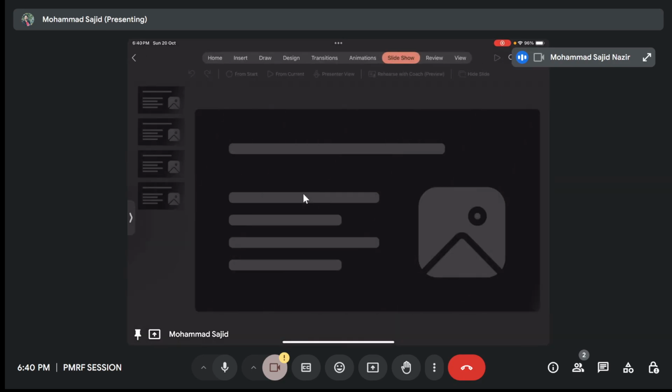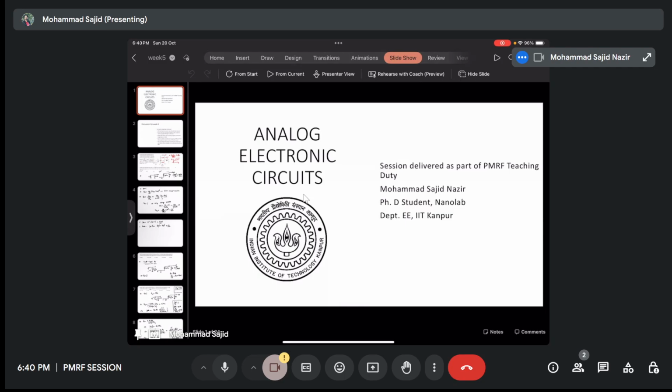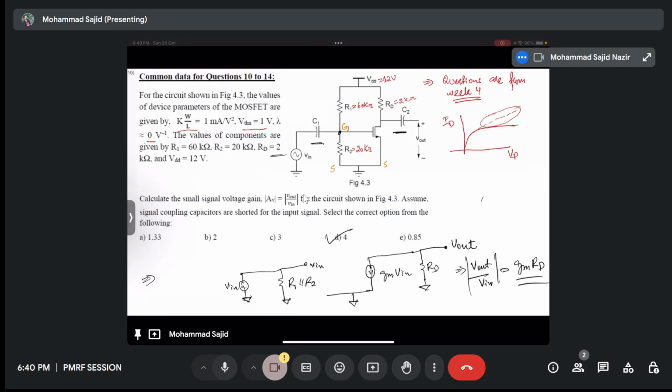Okay, we will discuss week 5. In week 5 we have started from the MOSFET. In this part we have to find the gain, assuming that the signal coupling capacitors are shorted for the input signal. So this is my equivalent circuit.